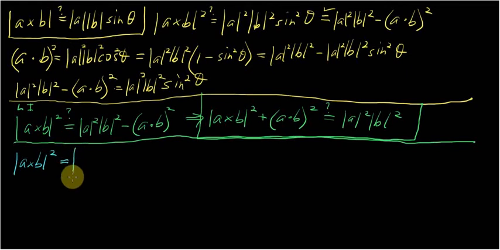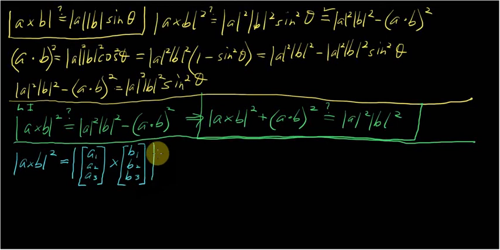So if we expand this, we're going to be taking vector A, its components, and crossing those with vector B, and taking the magnitude of that squared. And when we do this, remember the cross product always gives us a vector, not a scalar quantity.